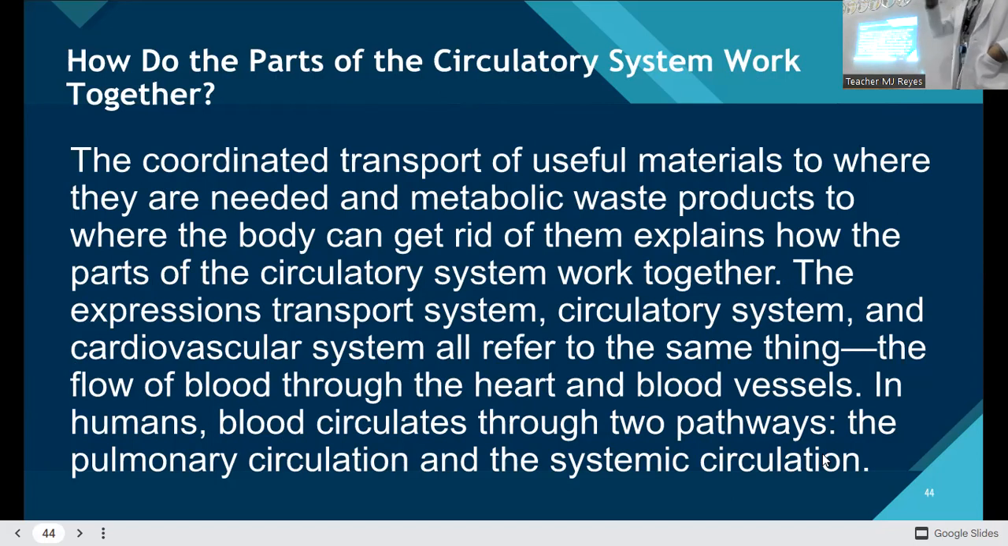So we have two functions at the same time. Number one is removal of waste materials. Number two is circulation of oxygen and nutrients to all parts of the body. That's why we have two coordinated circulations happening in the circulatory system. The expressions transport system, circulatory system, and cardiovascular system all refer to the same thing. Again, these are just terminologies. You need not memorize all of these. All you have to do is familiarize. If you're familiar with this, the book is useless for you, because you already know the concept.